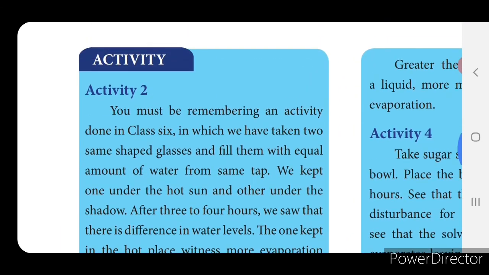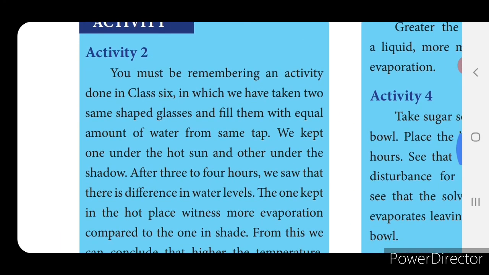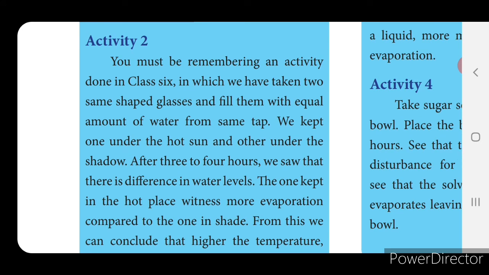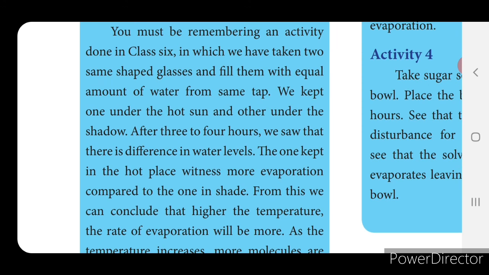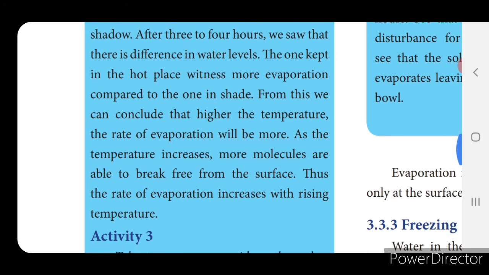In the second activity, you must be remembering an activity done in class 6 in which we took two same shaped glasses and filled them with an equal amount of water from the same tap. We kept one under the hot sun and the other under the shadow. After 3 to 4 hours, we saw that there is a difference in water levels. The one kept in the hot place witnessed more evaporation compared to the one in the shade. From this we can conclude that the higher the temperature, the more the rate of evaporation will be. So the first factor is that the higher the temperature, the more the rate of evaporation.